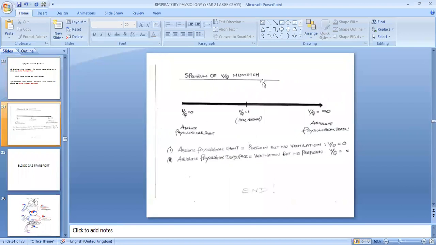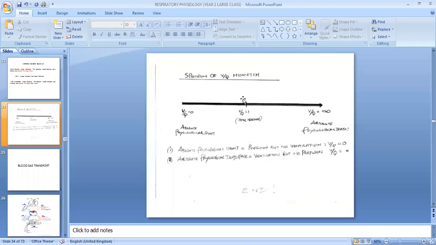And therefore the spectrum of VQ mismatch runs from 0 to infinity. 0 is where there is no ventilation. Ventilation is 0, but there is perfusion. It's absolute physiologic shunt. You go to the other extreme where you have ventilation, but you have no perfusion, and therefore that's absolute physiologic dead space. Absolute physiologic shunt, perfusion but without ventilation, the answer is 0. Absolute physiologic dead space, ventilation but no perfusion, the VQ ratio is infinity.